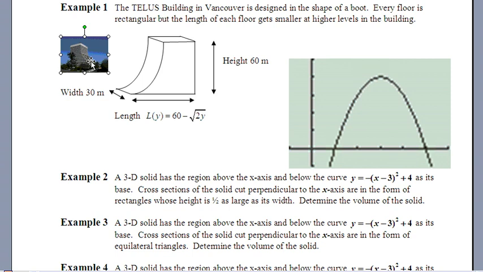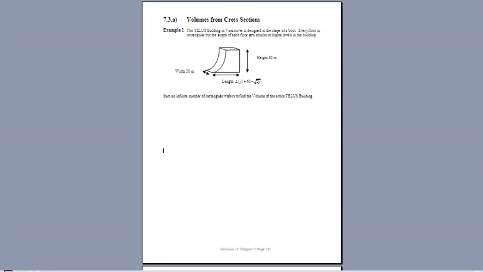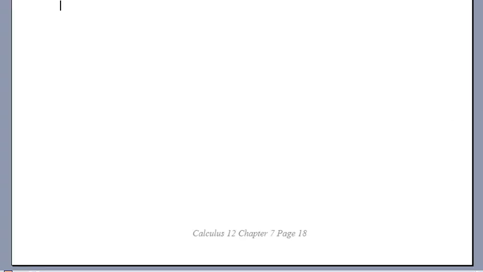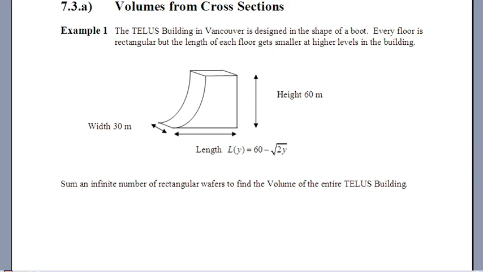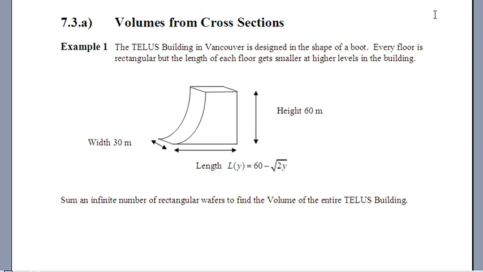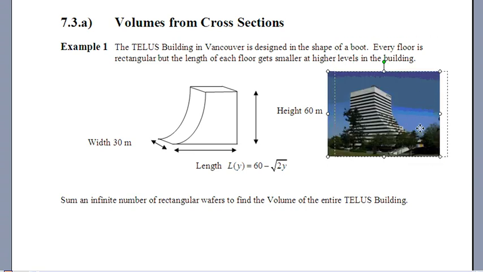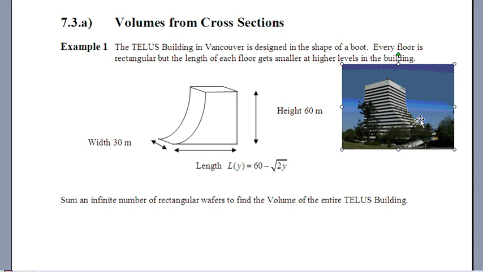And I'm just going to steal this picture here and go back to your notes. So we're on this page right here, and we're going to start off trying to find the volume of this building in Vancouver. It's called the TELUS building. It's kind of right on the border between Vancouver and Burnaby. And it has this unusual shape to it. It's often just called the boot because it does kind of look like a boot, where it's wider on the bottom and then a little narrower as you work your way up towards the top.